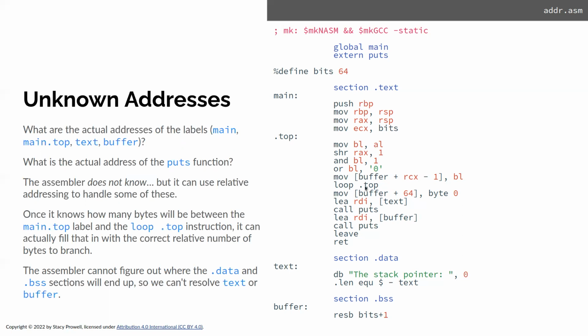And that code could be moved around, right? It doesn't matter what the address is. This just depends on the distance. And the distance doesn't change, so that will work just fine. So the assembler can fill that in for us. What about referencing text? Well, here we load the address of text into RDI. Here we load the address of buffer into RDI, but we don't know those yet. So we need to tell the linker, hey, when you have an address for these, please fill that in here for me. So how do we do that?